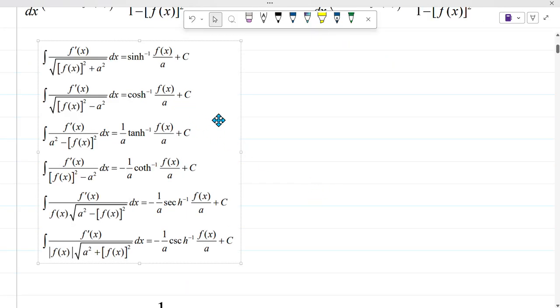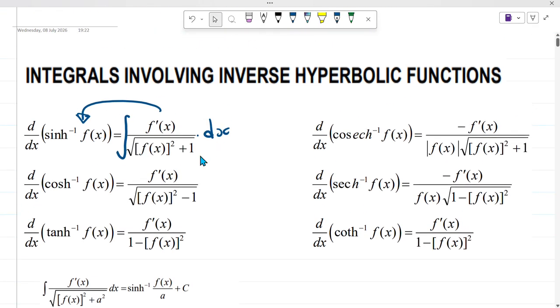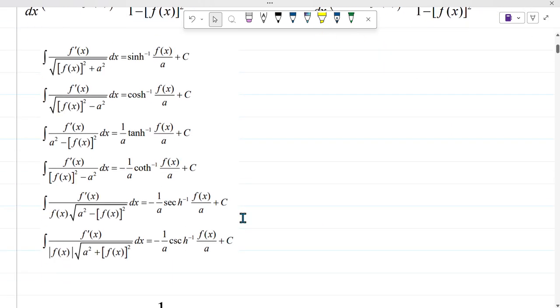In most cases, you'll be dealing with questions whereby your a, the number that is here, is not equivalent to 1. If you have noticed here, our a is equivalent to 1 because this is the same as 1 squared, meaning that our a is 1. In most questions that we'll be doing, our a is not equivalent to 1. So when we conclude, we have to say, if it's this format, then it's hyperbolic sine inverse of f of x over a. The very same explanation applies to all of these other formulas. So that's what we'll be doing.